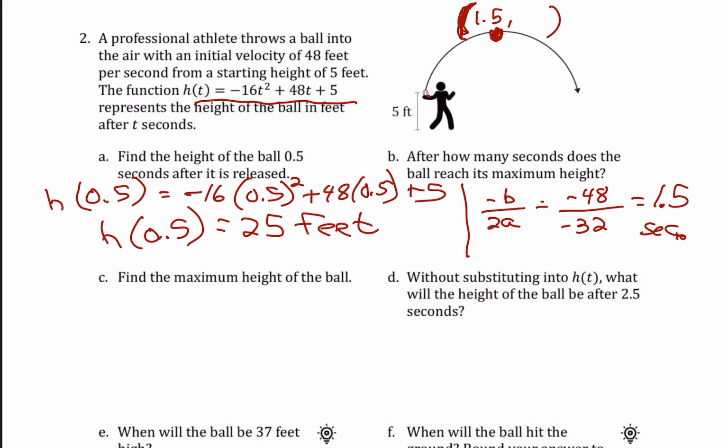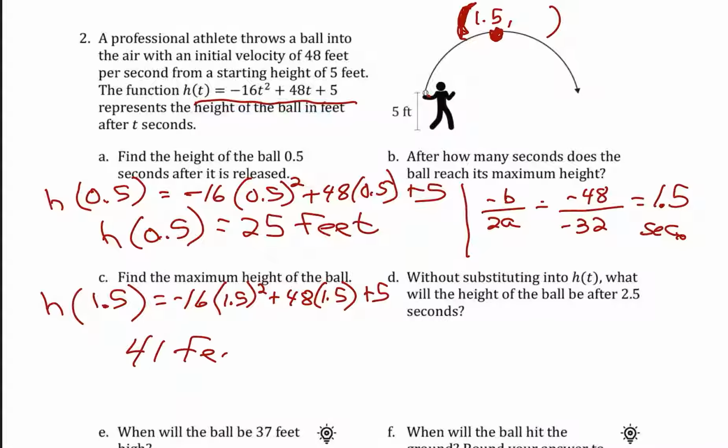So to get the y, or the h of t coordinate of the vertex, we're going to put 1.5 in for t. So this time we have -16 times 1.5 squared plus 48 times 1.5 plus 5. Okay, now when you simplify all this, and once again you can do it on your calculator, you should get 41 feet.